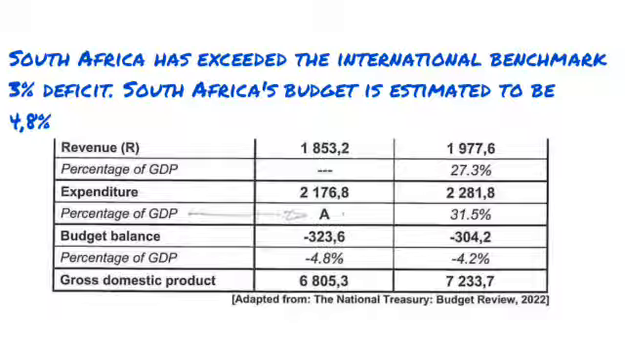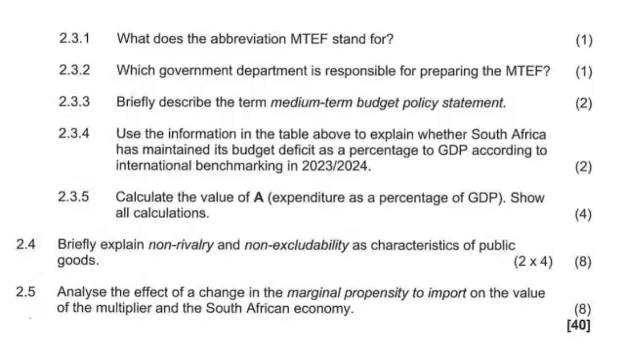But the South African budget deficit is estimated to be 4.8. Where do I get the 4.8? Look at the GDP percentage under balance. It says minus 4.8. So that puts South Africa above the benchmark, meaning that there are countries that are doing badly and they have a deficit, but South Africa is performing worse than that deficit. The goal is always to be below the deficit benchmark.